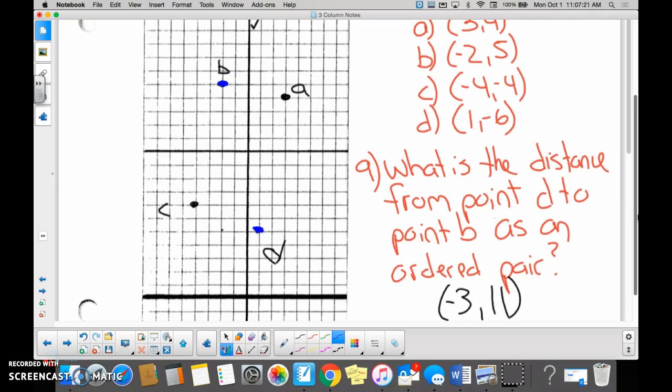Should we go up first, or should we go left first? Left. So is that negative or positive? Negative, and then up is positive. So you just count how many places you went over. Yes, no? Yes. Questions?